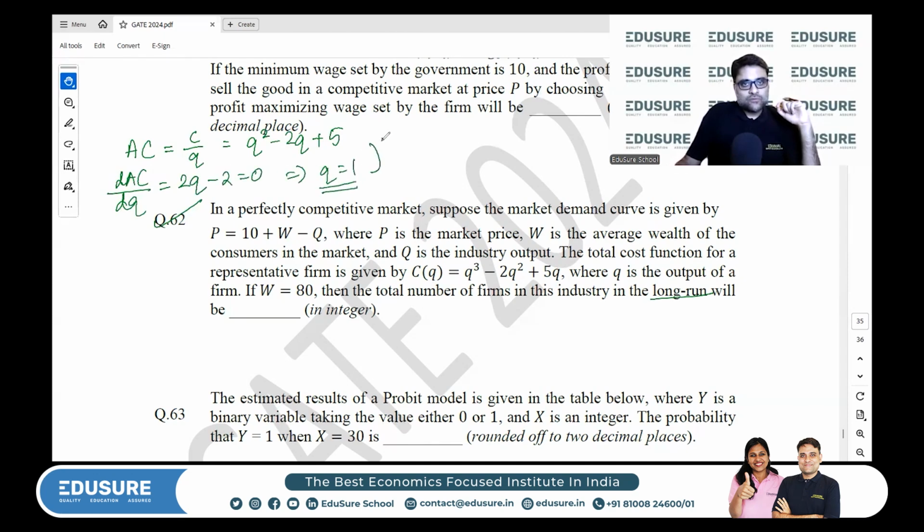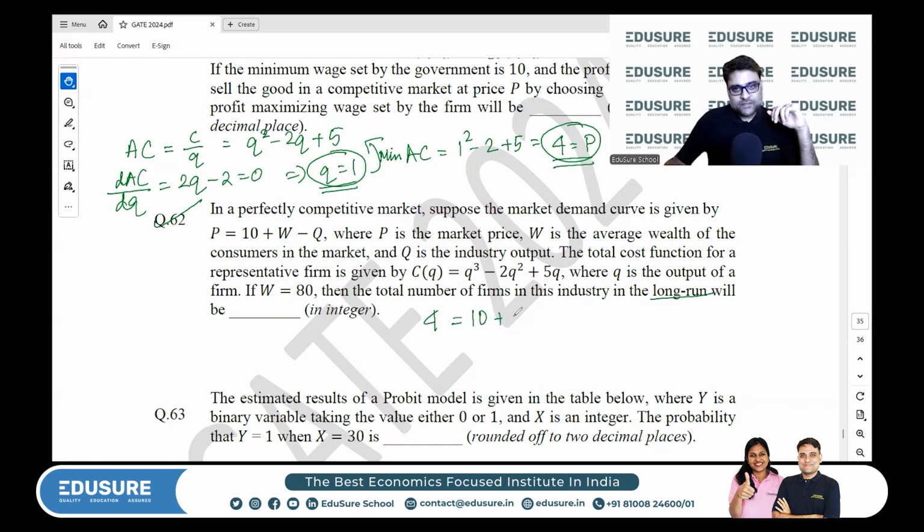For Q is equal to 1, what will be the average cost? Average cost is Q square minus 2Q plus 5, which is 4. This is what is the price. Minimum AC is equal to 4. That is the price. Q is equal to 1. We just have to put this: P is equal to 4.